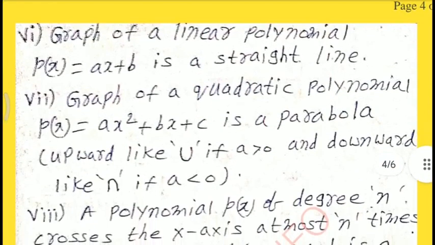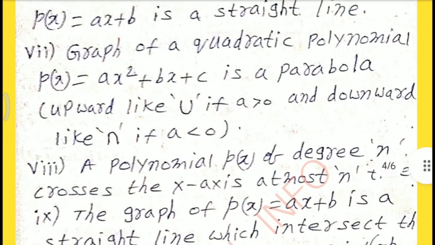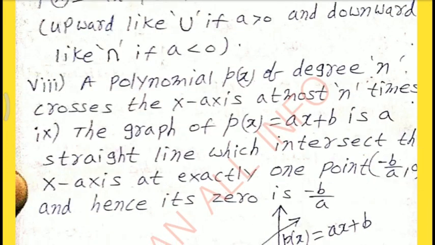Sixth one, the graph of a linear polynomial p of x is equal to ax plus b is a straight line. Seventh one, the graph of a quadratic polynomial p of x is equal to ax square plus bx plus c is a parabola, upward like U if a is greater than 0 and downward if a is less than 0. Eighth one, a polynomial p of x of degree n crosses the x-axis at most n times.